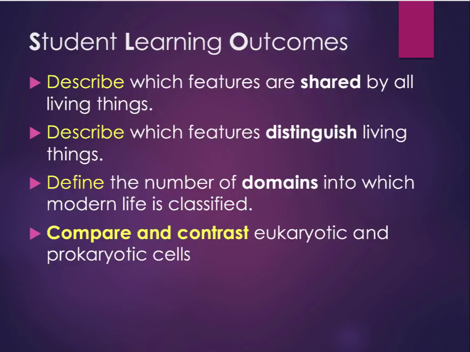Many biology textbooks, when comparing living organisms, use the terms unity and diversity. The unity is basically describing the features which are shared by all living things. The diversity component is describing those features which distinguish living things from each other. Learning outcome number 3 wants you to define the number of domains into which modern living things are classified. And then finally, the last learning outcome wishes you to compare and contrast eukaryotic versus prokaryotic cells.